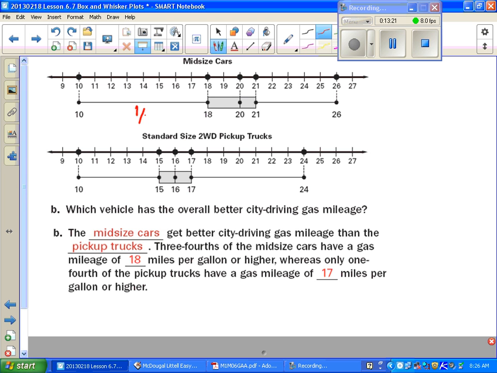This is a fourth of the data right here. This is a fourth of the data. This, even though it looks small, is a fourth of the data, and this is the final fourth. So look, there's 3 of them for the mid-size cars, 1, 2, 3 of them that are higher than 18. There's 3/4 of them. Whereas if you look at the same fourths when you're talking about the pickup trucks, only one of them, this one here, is higher even than 17. So that means 3/4 of them are less than 17. So the mid-size cars have 3/4 that are higher than 18, and trucks only have 1/4 that's higher than 17. So a great difference there.